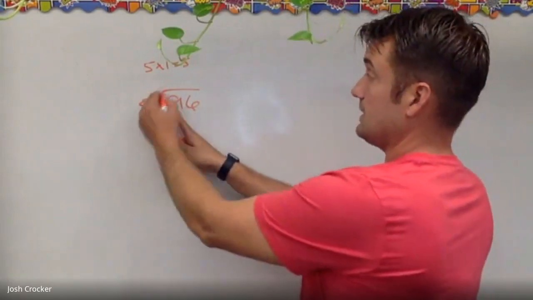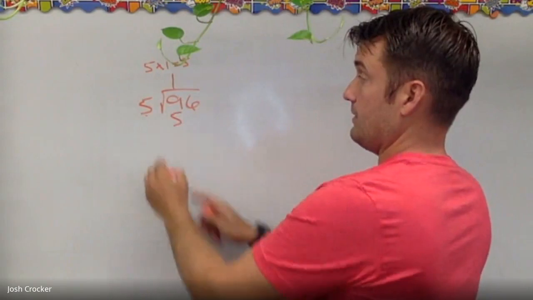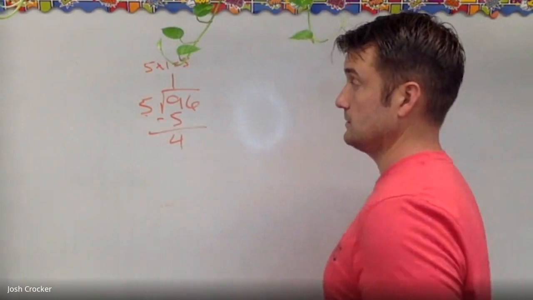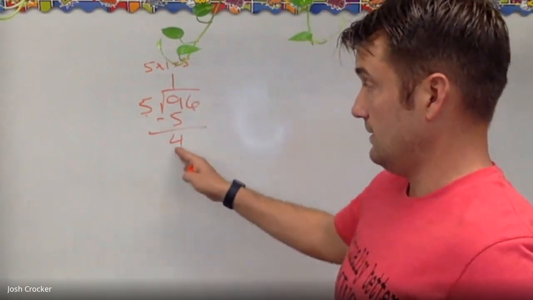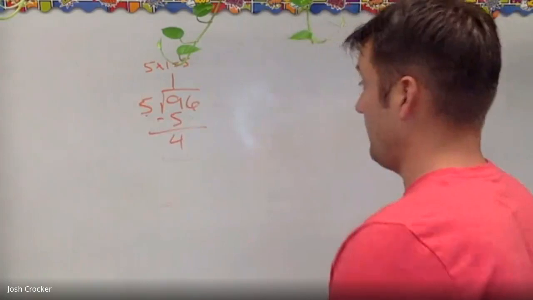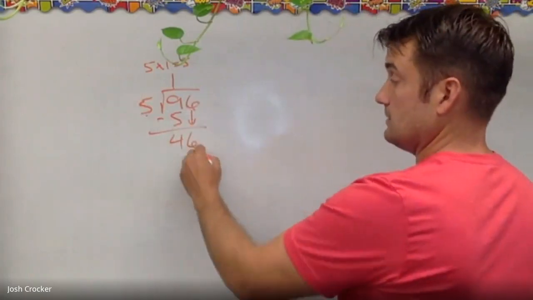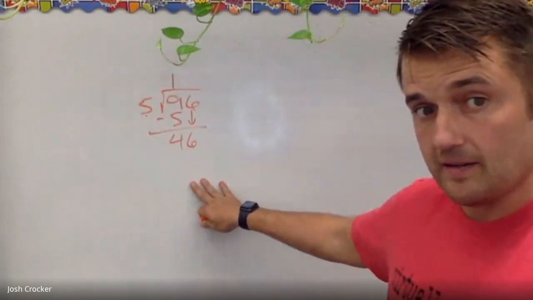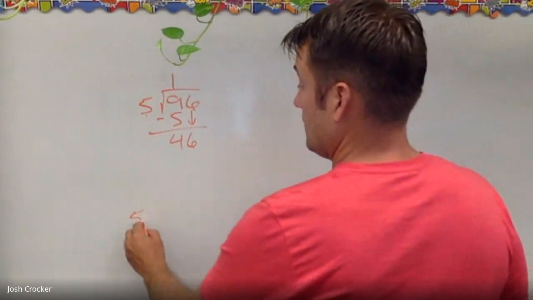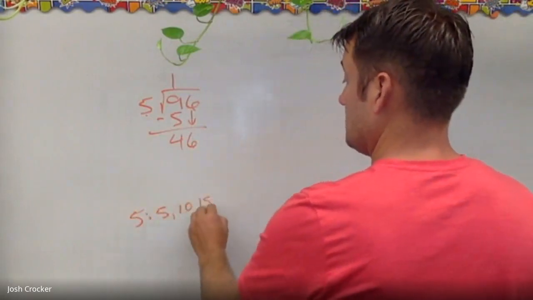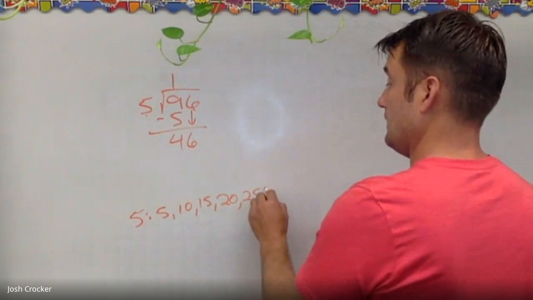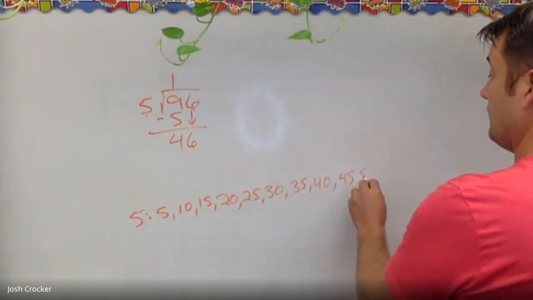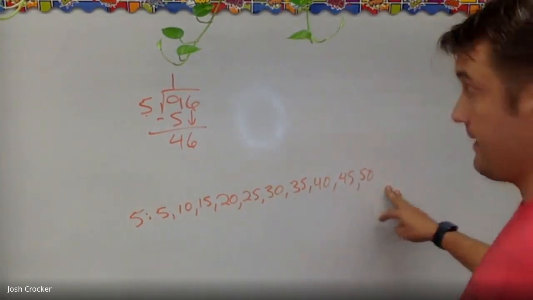So 5 times 1 is 5. And now I subtract. I'm going to get 4. Not bigger than that. That's good. The next step is bring down. Now I've got kind of a harder fact, right? Now I need to figure out how many times 5 will go into 46. So here we go. 5, 10, 15, 20, 25, 30, 35, 40, 45, 50. I'm finally over.